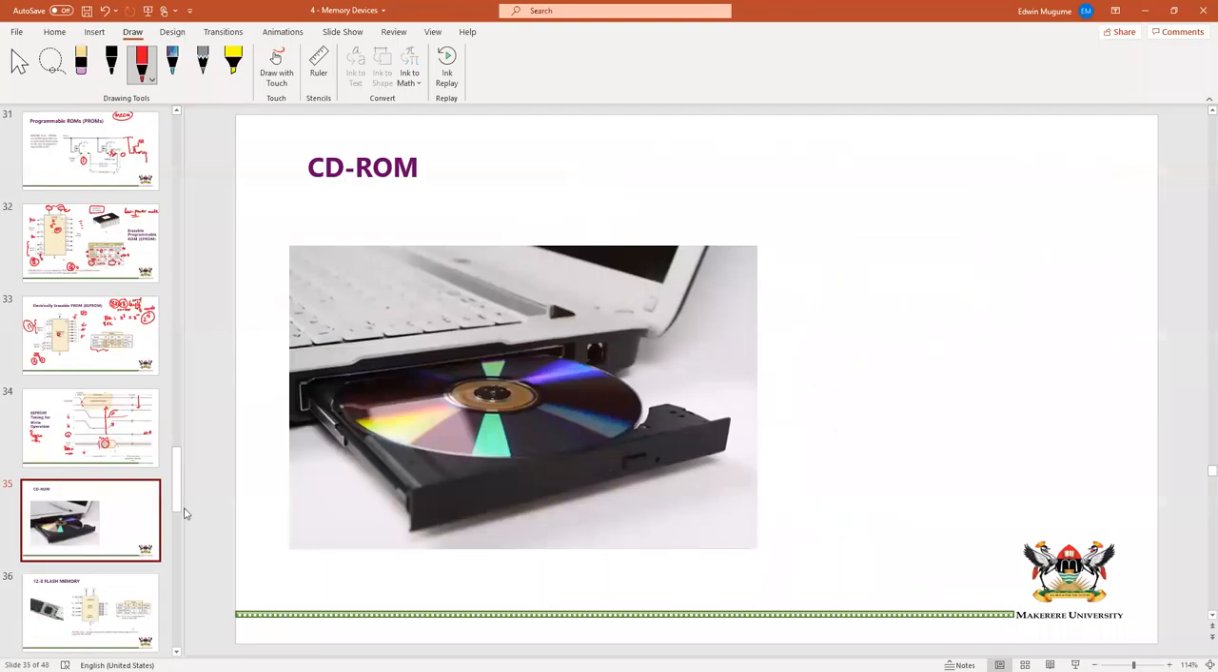Now let us look at another interesting read-only memory, the CD-ROM. This is the one we were talking about last week, although we said that for some CD-ROMs, they are rewritable, meaning that they are not going to probably use this technology. Now with the CD-ROM, you can see they use a very shiny and very smooth surface.